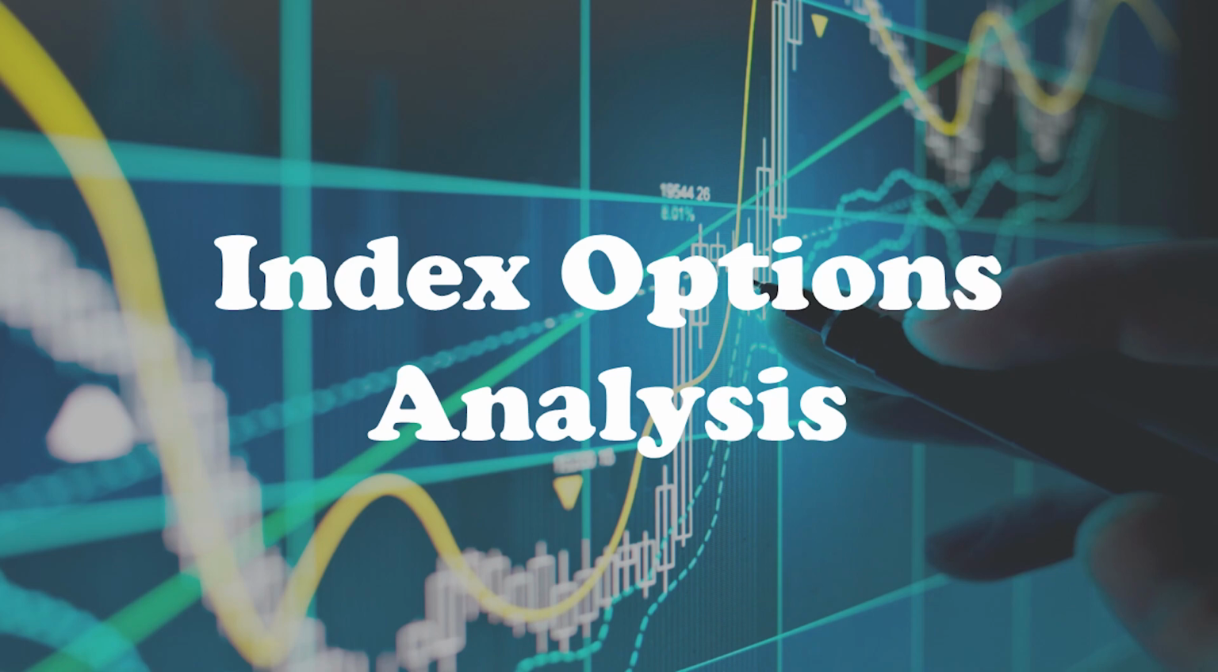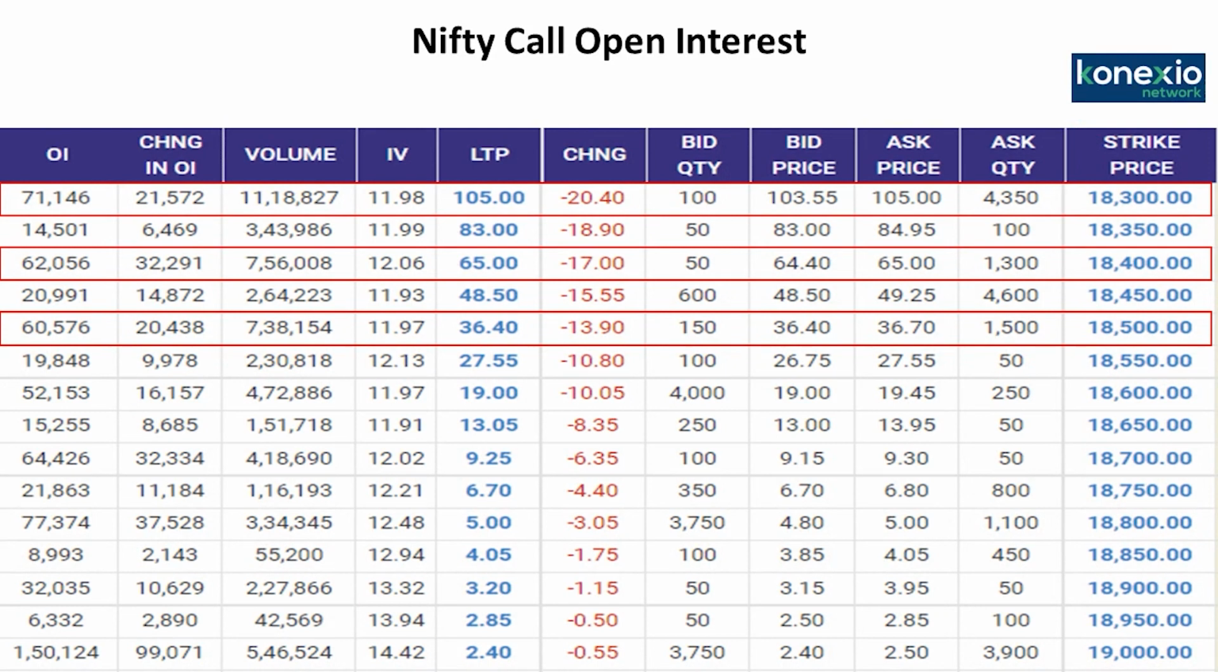Now let us come to the third segment of our show, which is option analysis. In option analysis, we will try to figure out where the position build-up or action is seen in the calls and puts in Nifty and Bank Nifty. Now let us see what we have seen in Nifty calls. In Nifty calls, the action was seen in 18,300 calls, then 18,400 calls, then 18,500 calls.